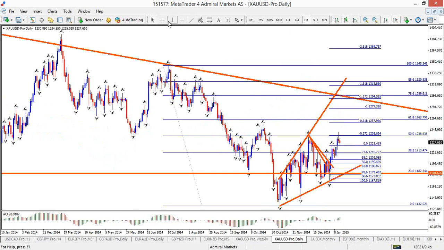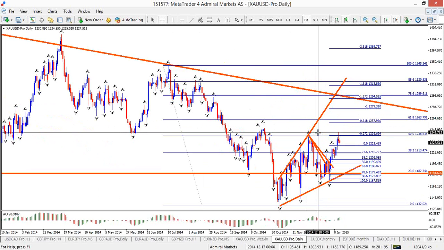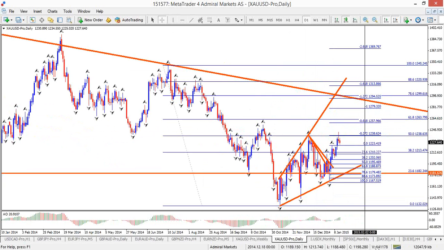Gold seems to be stopping at the resistance 1238 zone indeed. It's very messy, nothing that interesting on this pair.